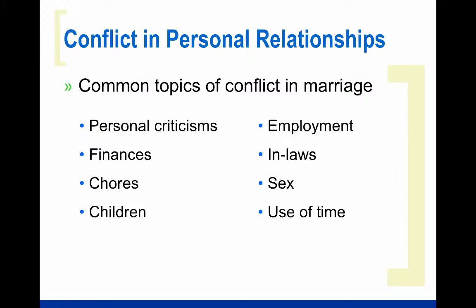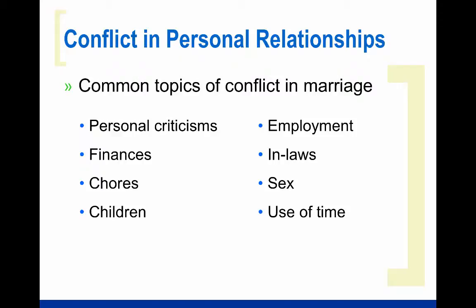So what do people have conflicts over? Well, the three most common things that spouses fight over are, number one, personal criticisms. Now, those are complaints about the other's behavior that you don't particularly like. And then number two is finances. People fight over money. And number three is the division of labor, also known as chores. We argue about lots of different things: children, our employment, our in-laws, sex, and how we use our time.